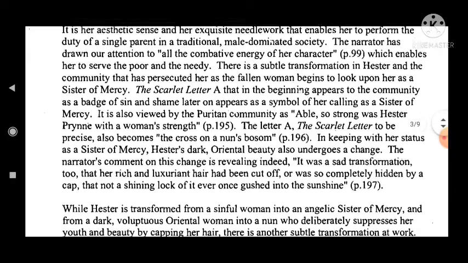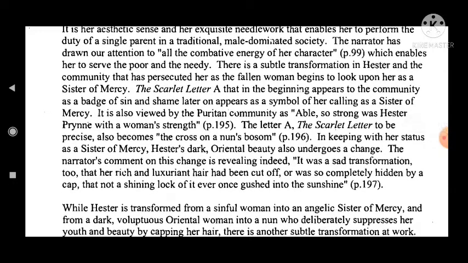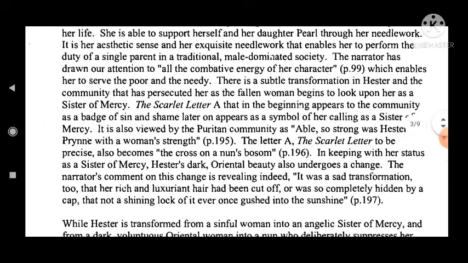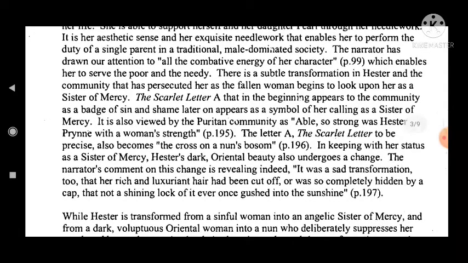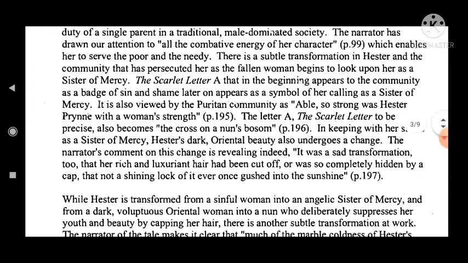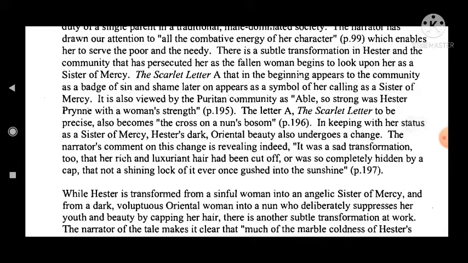The narrator has drawn our attention to all the combative energy of her character, which enables her to serve the poor and the needy. There is a subtle transformation in Hester and the community that has persecuted her as the fallen woman begins to look upon her as a sister of mercy.